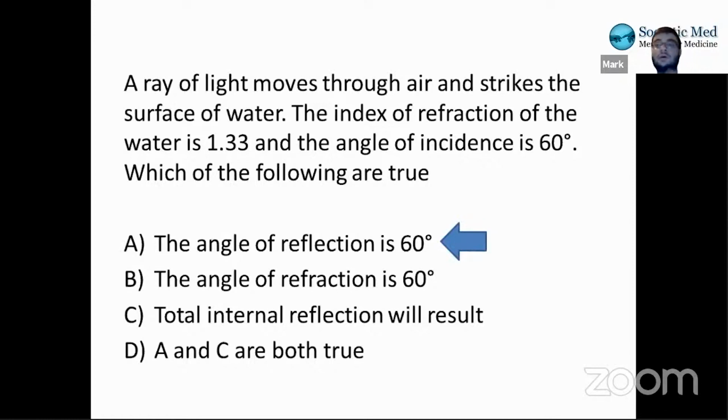From air to water, the angle would actually decrease, right? It wouldn't be above 90, it would actually be below whatever it started out. So it'd be below 60 or below 80 or whatever we started off at, right? So that's why C can't be true and D is not true, because C is not true.